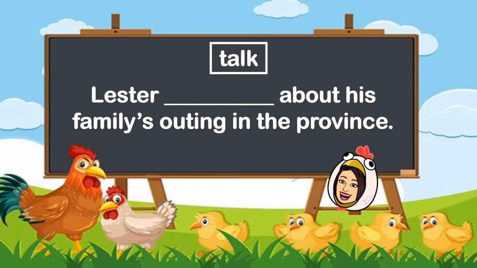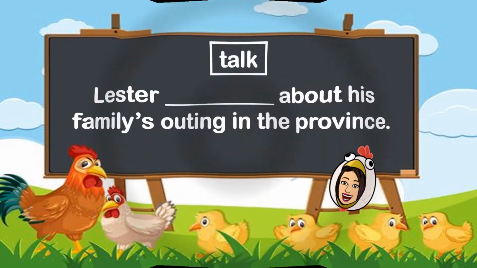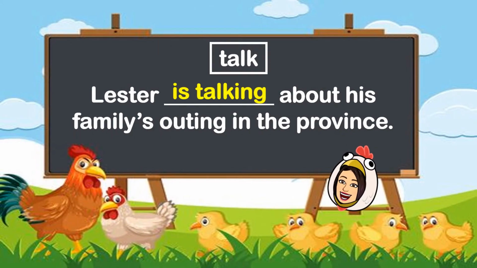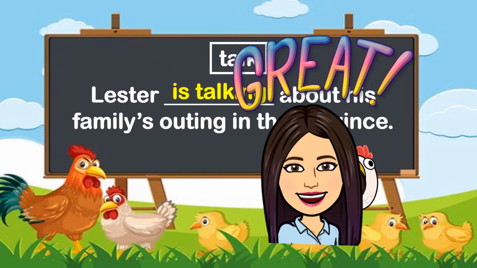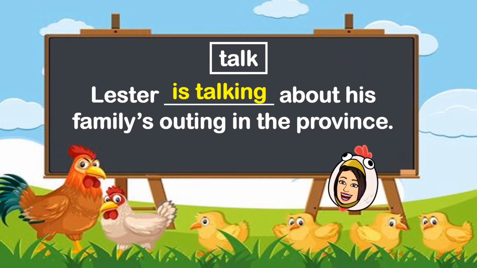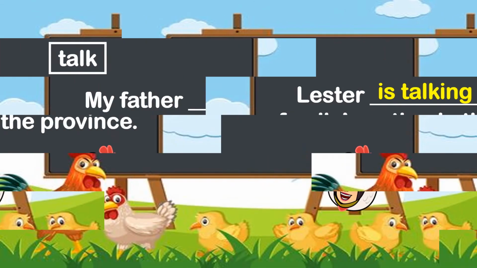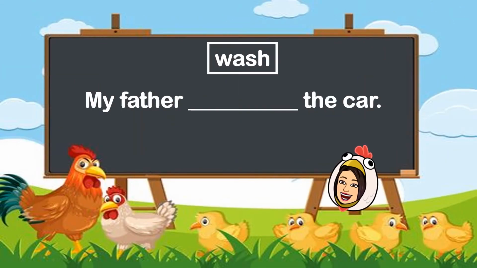Lester blank about his family's outing in the province. Lester is talking about his family's outing in the province. My father blanked the car. My father is washing the car.